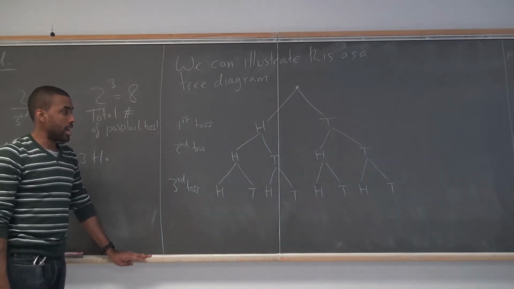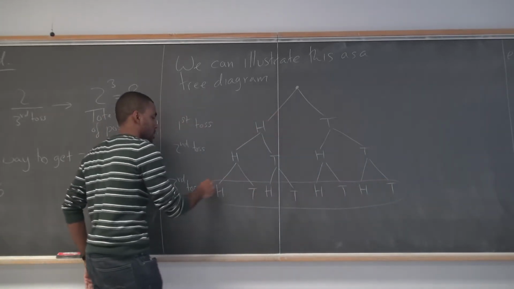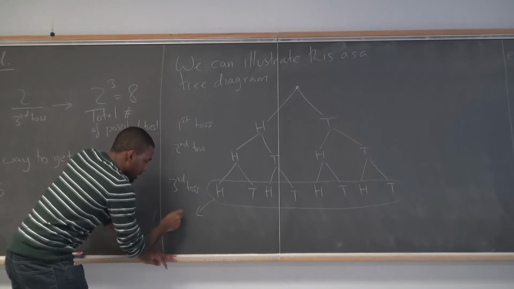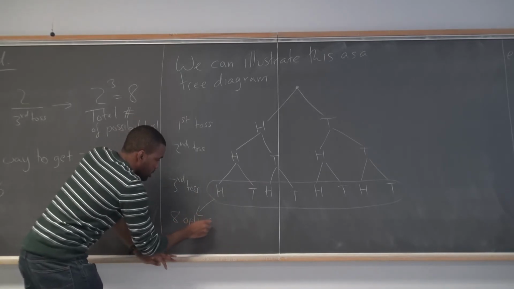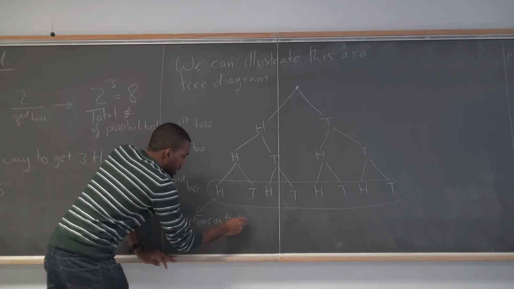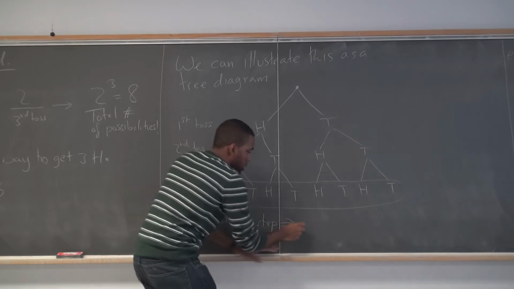Now if you can draw this diagram, the last step actually tells you the number of total possibilities. 8 options on the last step. This means 8 total possibilities.